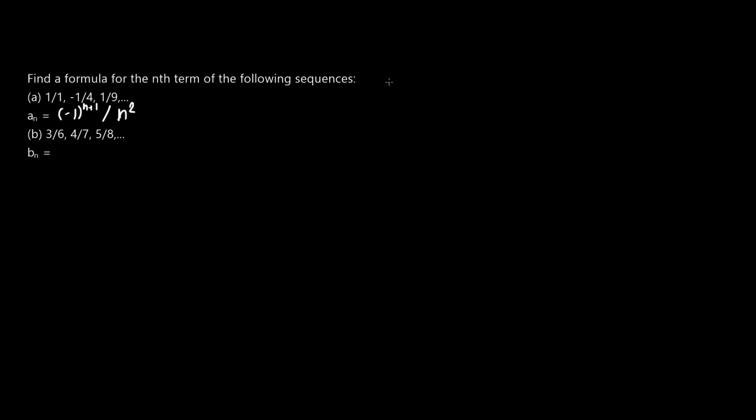So the next sequence has these terms. We are given 3 over 6, 4 over 7, and 5 over 8. And once again, I'm going to begin by writing down the n term. So we have n equals 1 here, and then n equals 2, and n equals 3. Here are the 3 terms that we were given.